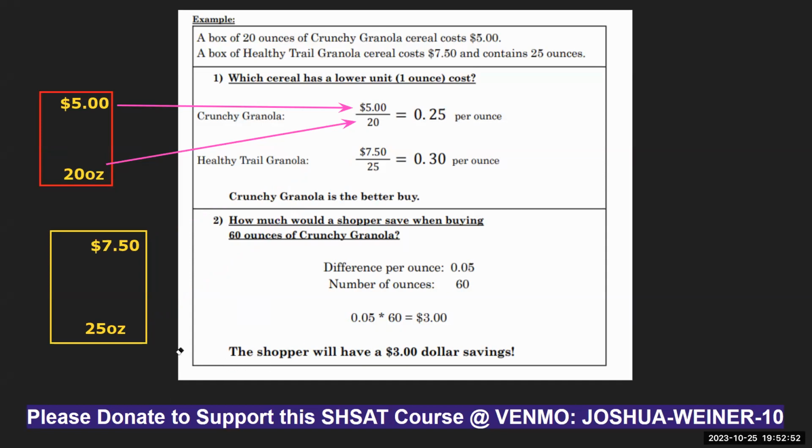Follow-up question number 2 says, well then, how much would shoppers save when buying 60 ounces of crunchy granola? The way we express this is, we know that every ounce they save 5 cents. So the difference between 25 and 30 is 5 cents. We're talking about buying a box of 60 ounces. So 5 times 60 would be 300 cents or $3 savings total. So the correct answer would be, you would save $3 if you bought 60 ounces of crunchy granola.